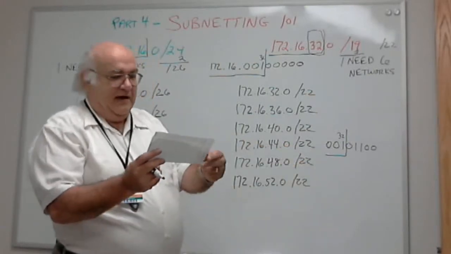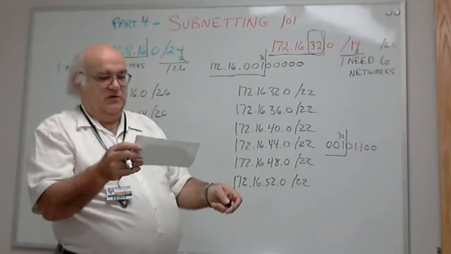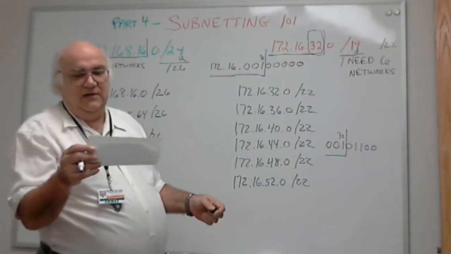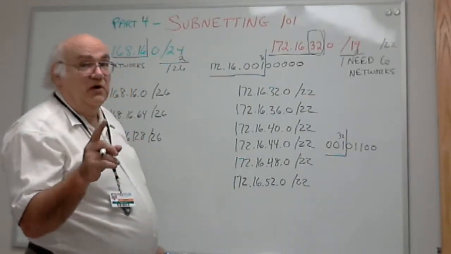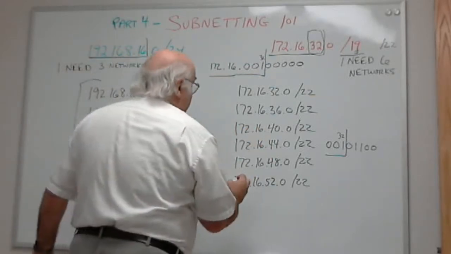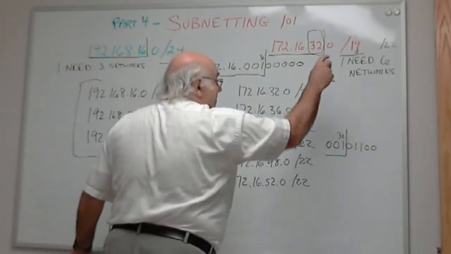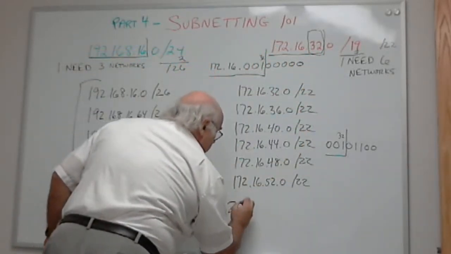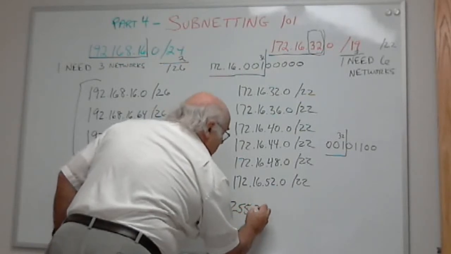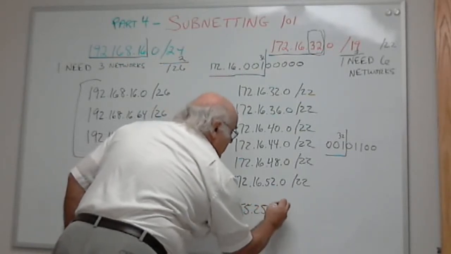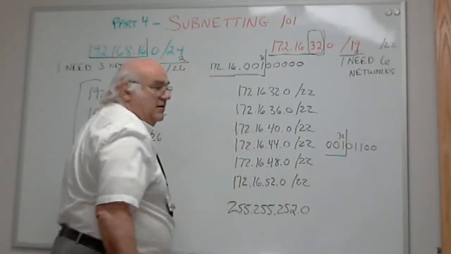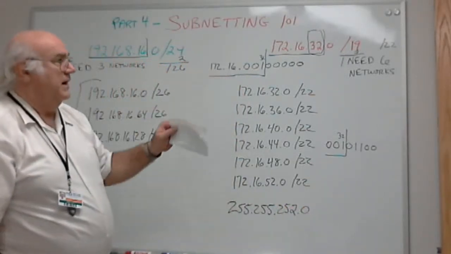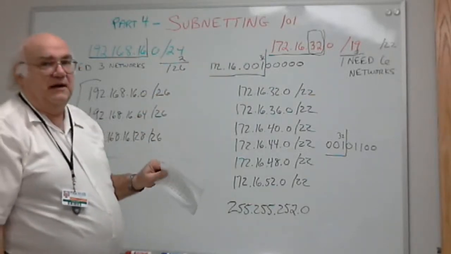Now, if you look downward from this /22, you'll notice your subnet mask is 252. That's in the 3rd byte. So my subnet mask with a 22 prefix is going to be 255.255.252.0. We don't do anything with the 4th byte. We're working in the 3rd byte.